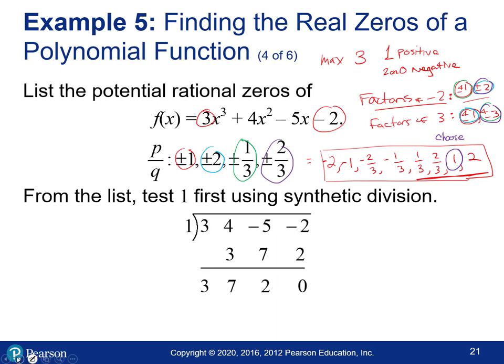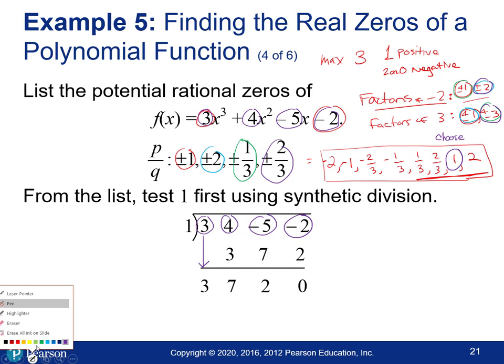Okay, so the way synthetic division goes, we did this in a previous video, but you write this number here. This is going to be from our factor, possibly at the end, and you put that on the outside and you bring down this first number. These numbers here come from the coefficients. So notice this is 3x cubed, 4x squared, negative 5x, and negative 2. So those numbers come from your polynomial. Let me clean this up a little bit.